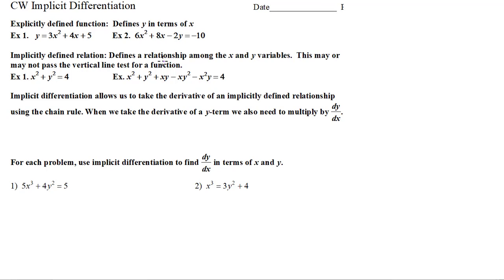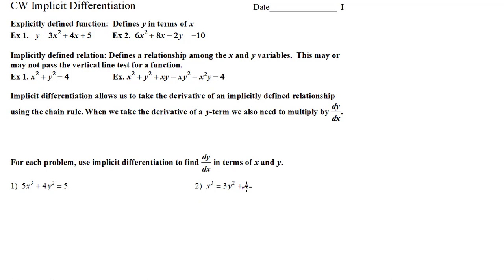So how do we differentiate these? Well, implicit differentiation allows us to take the derivative of these types of functions, and we do so using the chain rule. So when we differentiate something that just has an x with it, we differentiate as usual. But if it has a y in it, then we also need to use the chain rule to take the derivative of the y and get a dy dx. So for example, let's take a look here at number 2.